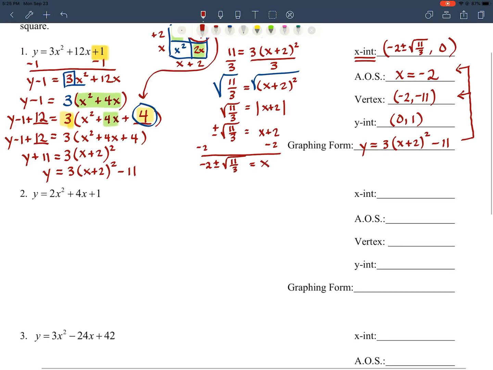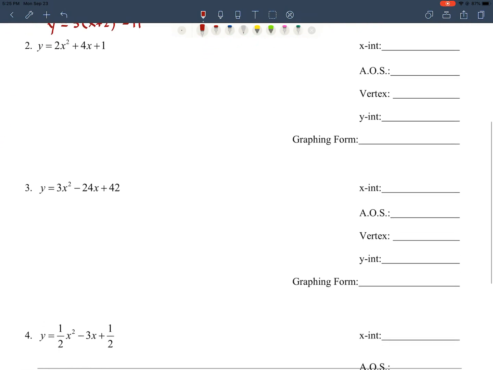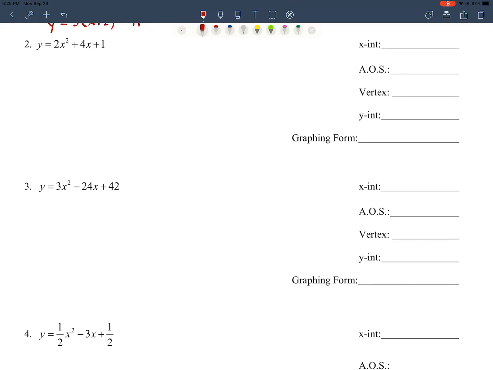So we'll go ahead and do 2 and 3 because I know I asked you to do them at home, but I realize that it's probably going to be tough for you. So let's see here. We have y is equal to 2x squared plus 4x plus 1. Again, start the same way. Subtract the 1 from each side. We have y minus 1 equals 2x squared plus 4x.